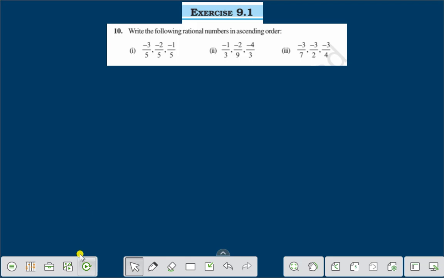Hello everyone. Today I'll discuss exercise 9.1 question number 10. Write the following rational numbers in ascending order. Let us find the rational numbers in ascending order. Number 1 is minus 3 by 5, minus 2 by 5, minus 1 by 5.